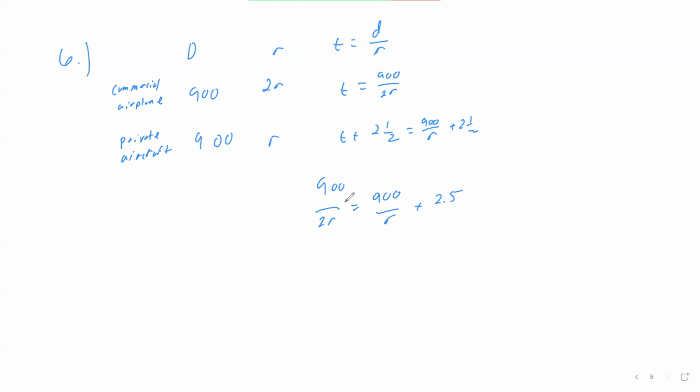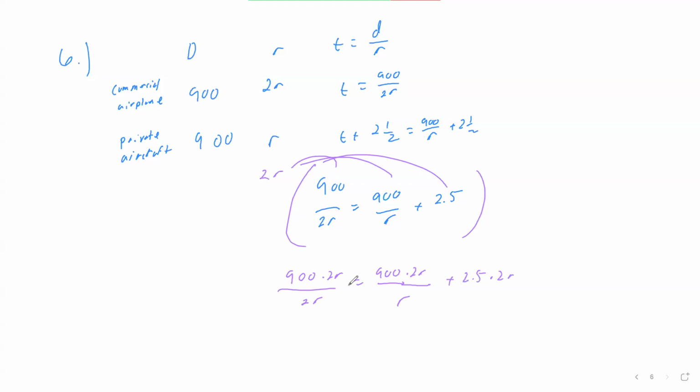And then my goal is to get rid of the fractions. So I have a 2r and an r. When we do this part right here, I have a 2, this is technically a 1, and I have an r. So I'm going to multiply both sides by 2r. So this is 900 times 2r over 2r equals 900 times 2r over r plus 2.5 times 2r. That would cancel, so it gives me 900 equals, r would cancel, that'd be 1800. 2.5 times 2 is 5r.